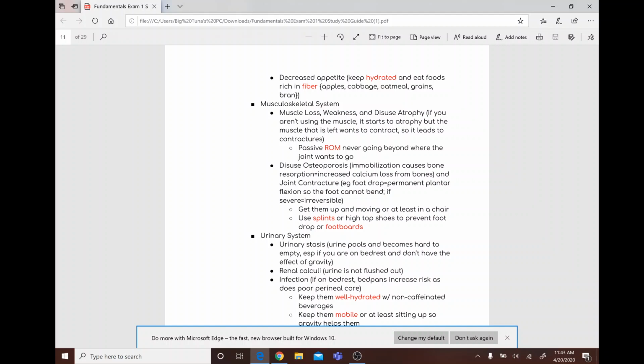How are we going to deal with disuse atrophy? Passive range of motion, never going beyond where the joint wants to go. What is disuse osteoporosis? Immobilization causes bone resorption, which causes increased calcium loss from bones.